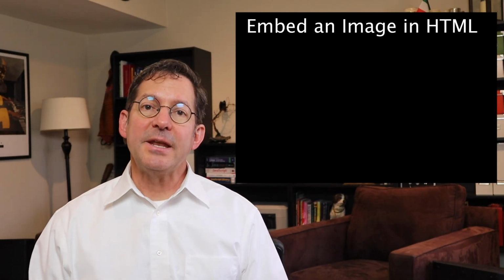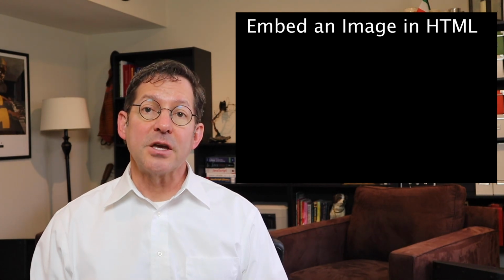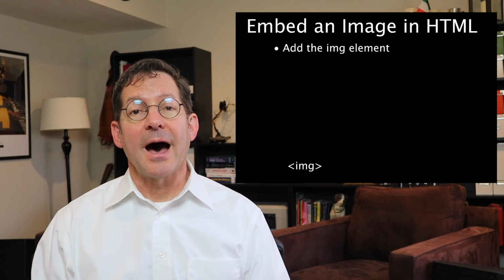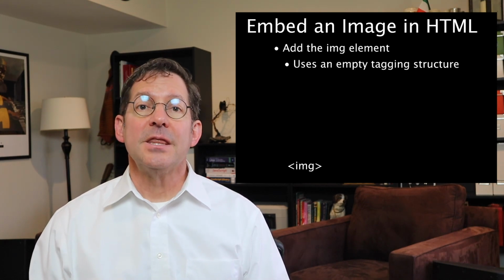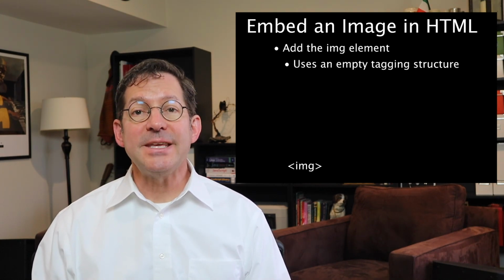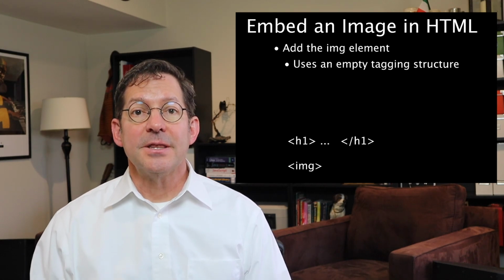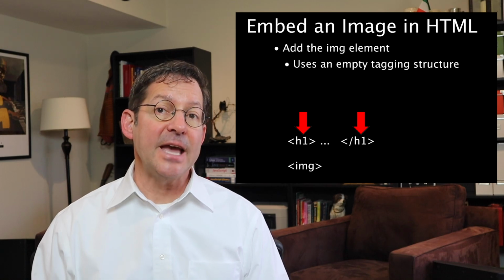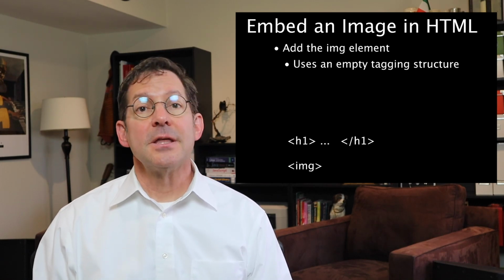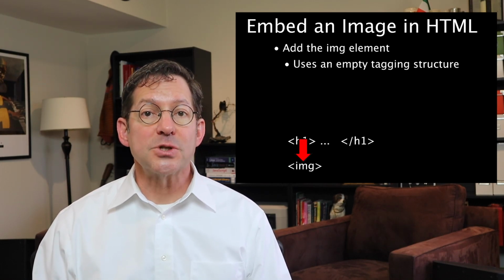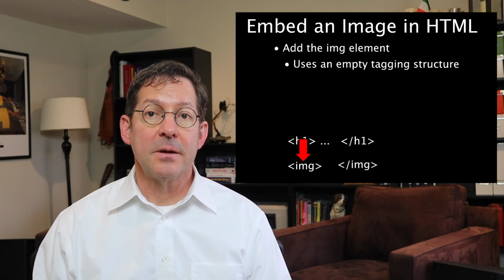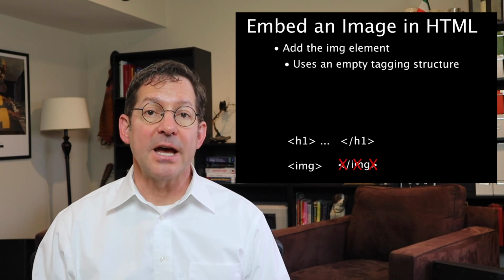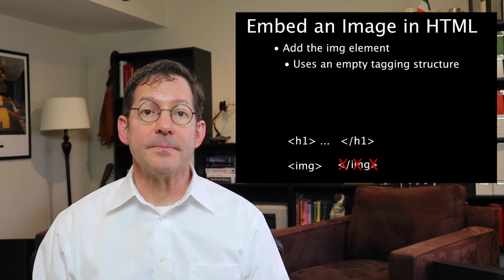In order to embed an image in an HTML document, we need to add an image element, spelled IMG. The image element uses an empty tagging structure. This means where most tags require an opening and a closing tag like the H1 tag shown here, the image element requires only an opening tag. We never add a closing tag to the image element. We just don't do it.